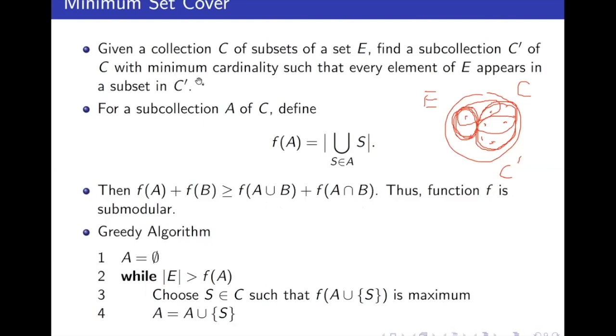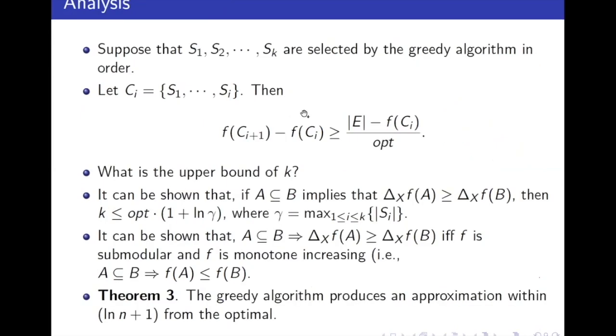In order to find this C prime, we use a greedy algorithm. Initially A, or C prime, is the empty set, and then while this f of A does not cover E, which means that it's less than the size of E, we simply choose S in C such that when we add this S to A, this F gives me the maximum value. Okay, we choose that S, and then we put this S into A. So that is the algorithm.